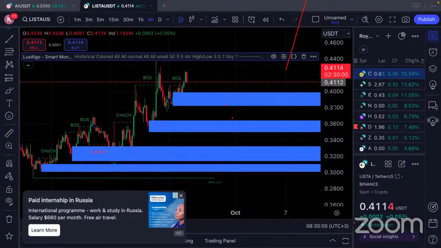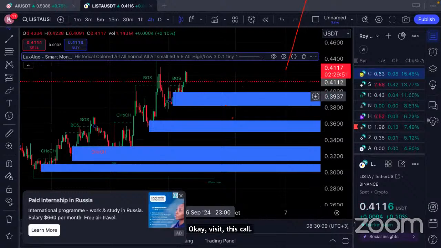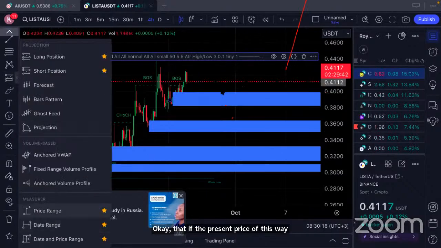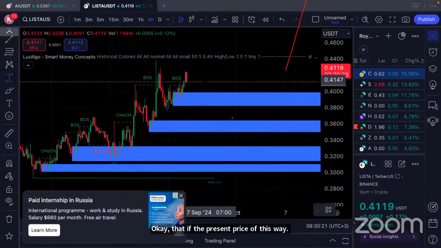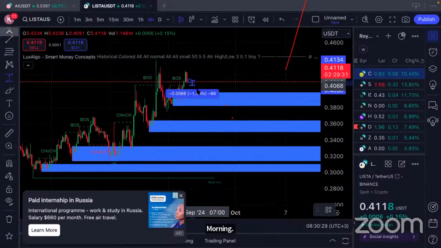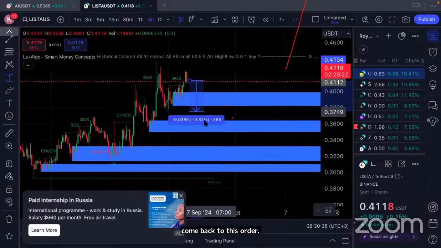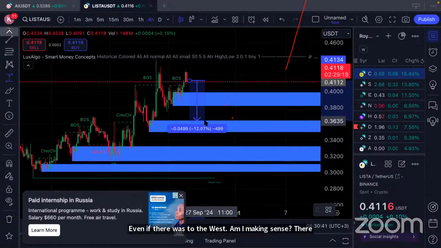And when you enter a coin, for example, look at this coin here. You see that it has an internal order block here. The present price of this coin this morning was around here. So it means that even if the market drops, it will come back to this order block. Even if the worst goes to the worst, am I making sense? There is another order block here.